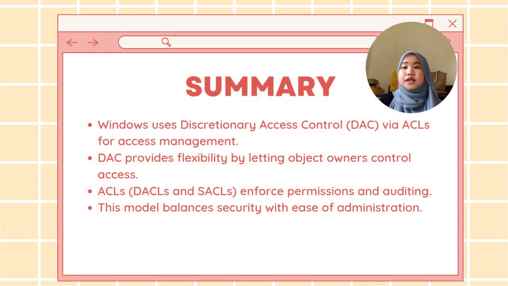So, in Windows, access management is handled using something called discretionary access control, or DAC, through ACLs. What's great about DAC is that it gives owners control. They can decide who gets access to their stuff. ACLs like DACLs and SACLs help manage permissions and keep track of activities. Overall, this system makes it easier to manage security without making things too complicated.